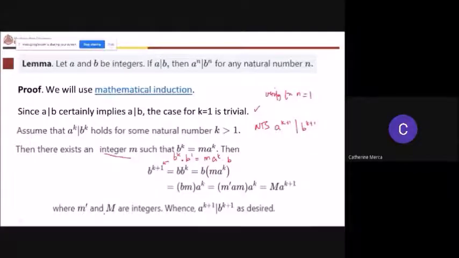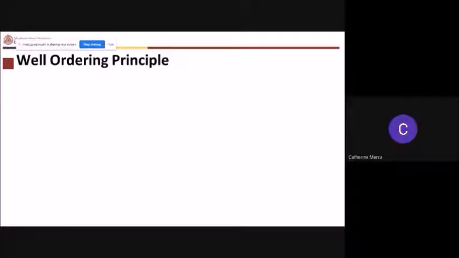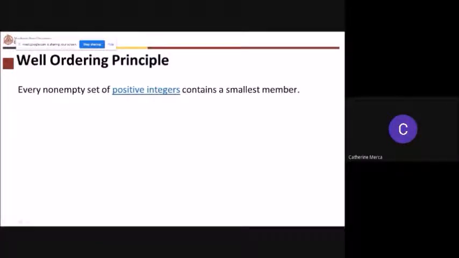We come up with this by the principle of mathematical induction, because you have shown that whenever a^k divides b^k, a^(k+1) divides b^(k+1). Then by the principle of mathematical induction, you now conclude that it is actually true. So every non-empty set of positive integers contains a smallest member, meaning the well-ordering principle. So we are going to make use of that for your division algorithm.